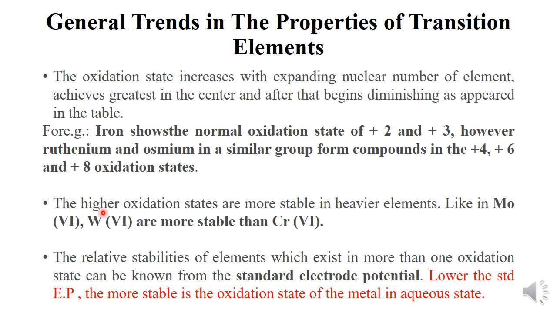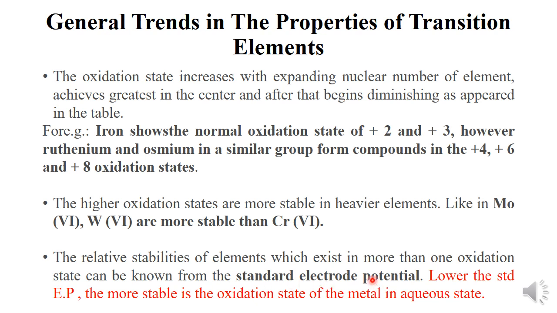So next is the higher oxidation states are more stable in case of the heavier elements, like in molybdenum, that is the +6, tungsten +6 are more stable than the chromium 6. So next is the relative stability of elements which exist in more than one oxidation state can be known from the standard electrode potential value.